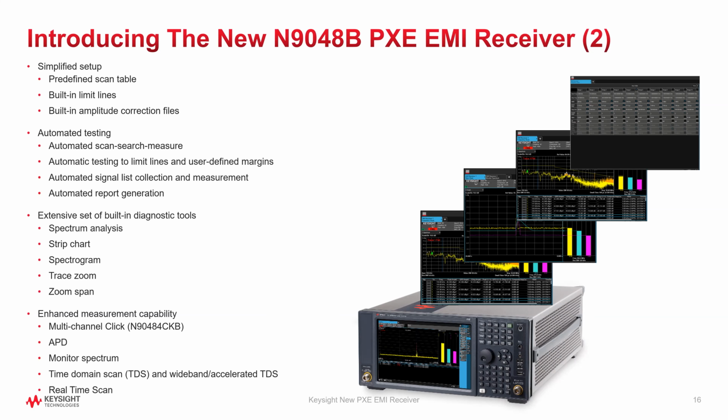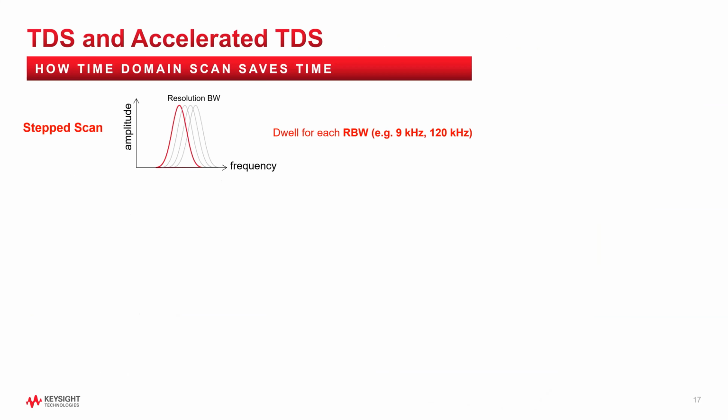Now, we mentioned time domain scans and accelerated time domain scans. What exactly is that, and how does that make testing much quicker? Well, a standard receiver usually does what's called a step scan, where they have a filter that steps at each frequency, dwelling at each frequency and measuring. This can take a lot of time because depending on the specifications, some might require you to dwell at a frequency for 1 second before moving to the next, or maybe less than that. But it does take a long time, especially with bigger bandwidths.